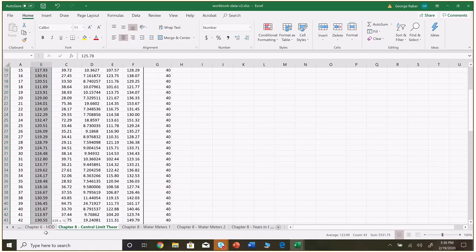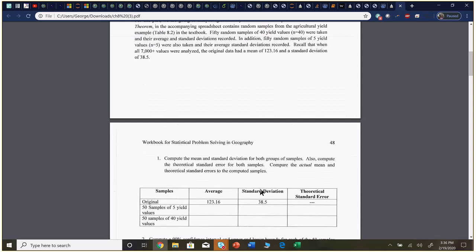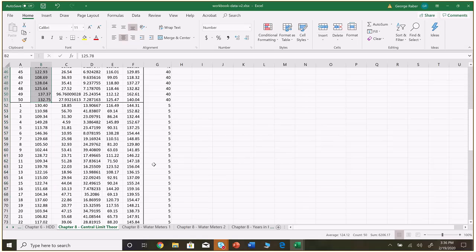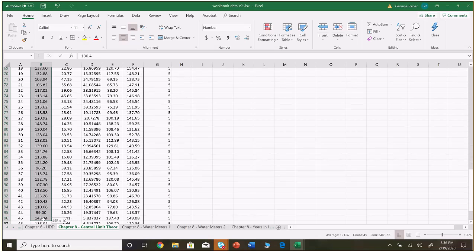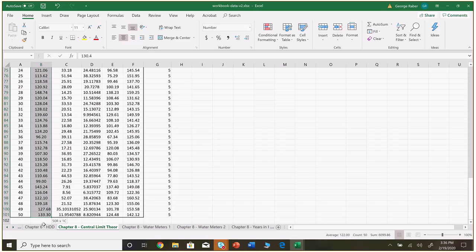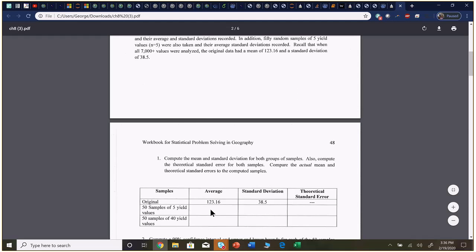It's this column right here. You're going to calculate the mean of that column. That number is going to go right here. Then you're going to calculate the mean of all these data that only had 5 samples. Okay. So you're going to have an average of all the 5 and all the 40. Actually, it's going to be the opposite of what I said, right? The 40 was on top, so that's going to go there.